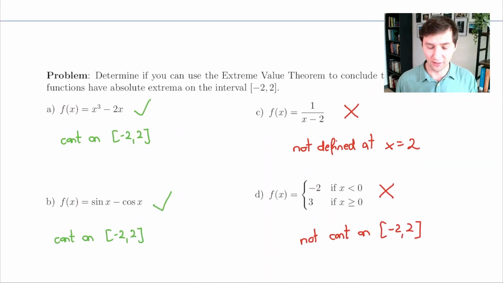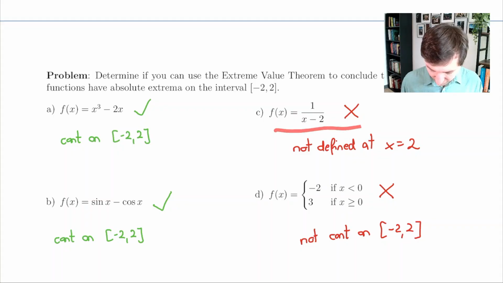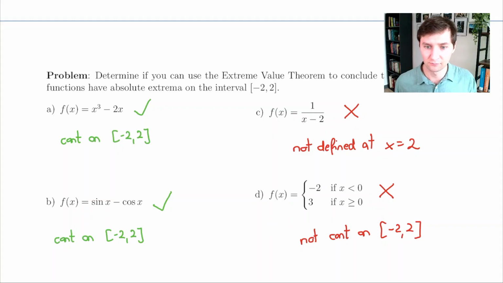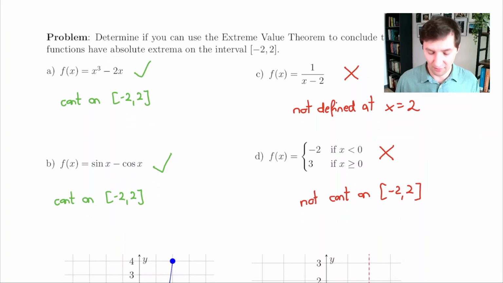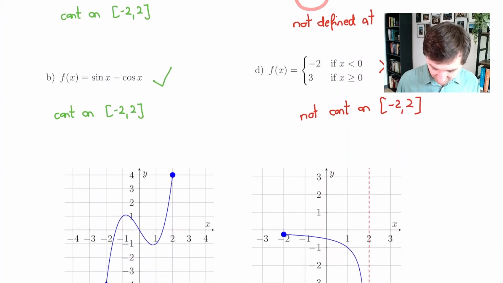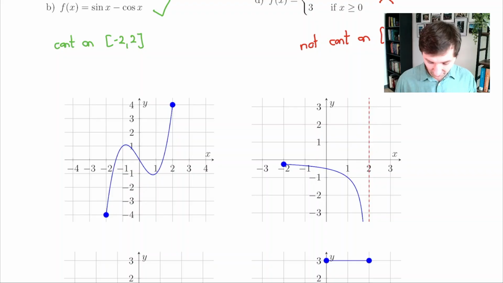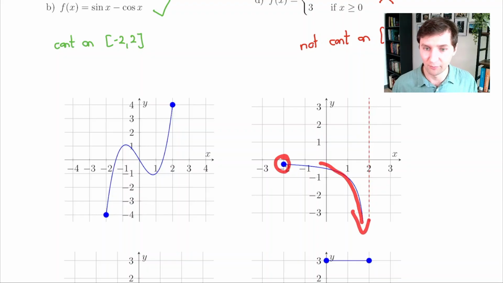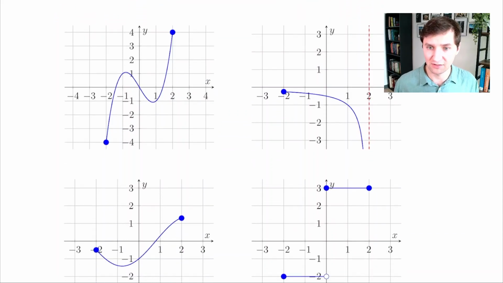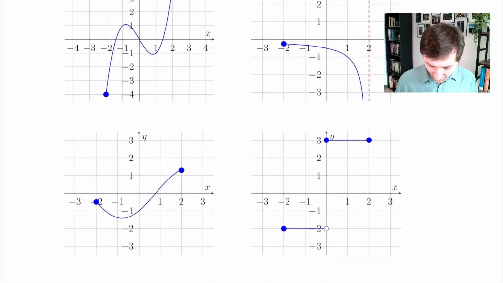We said that we cannot apply the extreme value theorem to these two functions. But just because we cannot apply the extreme value theorem to these two functions does not mean that these two functions don't have absolute maxima or absolute minima on the interval from -2 to 2. Let's see their graphs. The function 1 over x minus 2 has the absolute maximum, but it does not have the absolute minimum. The function that was defined piecewise has an absolute maximum.